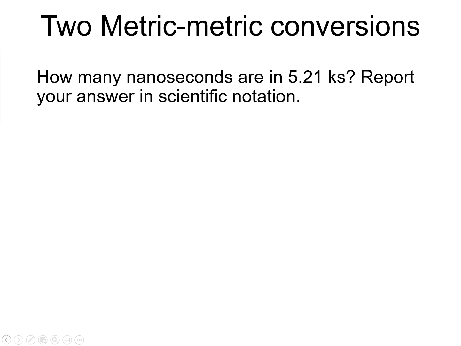We've been doing one conversion. We're moving on to 2 metric conversions. What this means is that you have to use 2 unit factors to get from A to B. So we're going to have 2 unit equations and 2 unit factors. How many nanoseconds are in 5.21 kiloseconds? Report your answer in scientific notation.